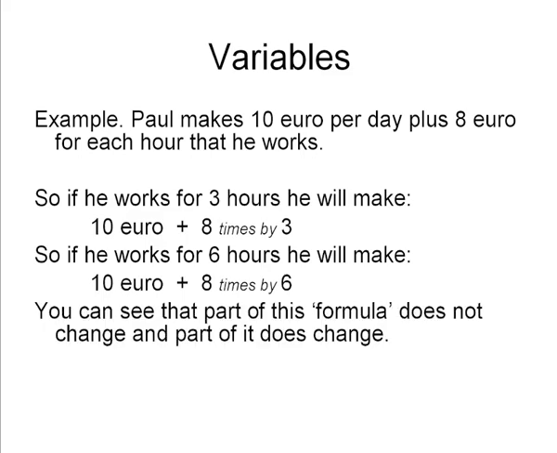And you can see that part of the formula doesn't change and part of the formula does change. So the part that is changing is the number of hours. Look at the formula again there. It's €10 plus 8 times by 3, €10 plus 8 times by 6. That 3 and 6 is changing, and the part that changes is called a variable. Variable just means it changes.